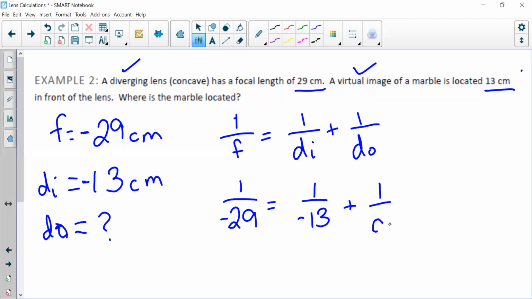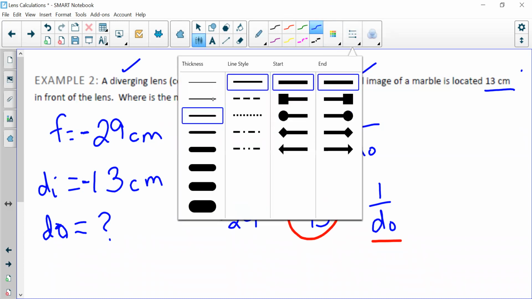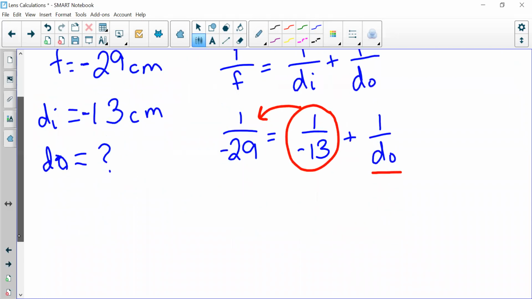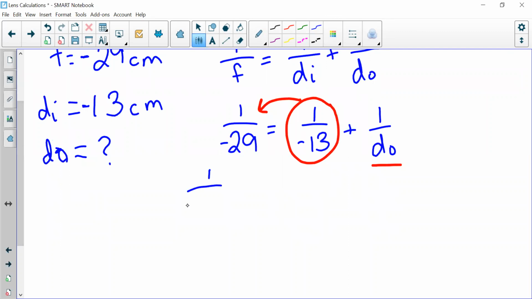All right, who wants to tell me how am I going to isolate for my variable, which is DO? How do I get rid of this fraction? Would you move it to the other side? Good, and what's going to happen to it? It's a negative fraction. So what happens when I move it over the equal sign? It becomes positive. Good, so be very, very careful with your signs. So I'm going to have 1 over negative 29 plus 1 over 13 equals 1 over DO.